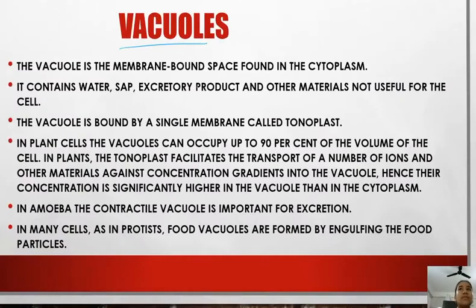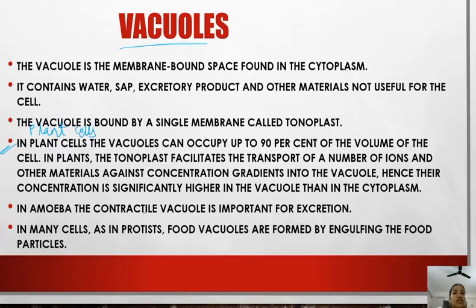The vacuole is the membrane-bound space found in the cytoplasm. It contains water, sap, excreted product, and other materials not useful for the cell. The vacuole is bounded by a single membrane called tonoplast. In plant cells, the vacuoles can occupy up to 90% of the volume of the cell. In plants, the tonoplast facilitates the transport of a number of ions and other materials against concentration gradients into the vacuole. Hence, their concentration is significantly higher in the vacuole than in the plant cytoplasm. We're talking only about the plant cells, remember, over here.